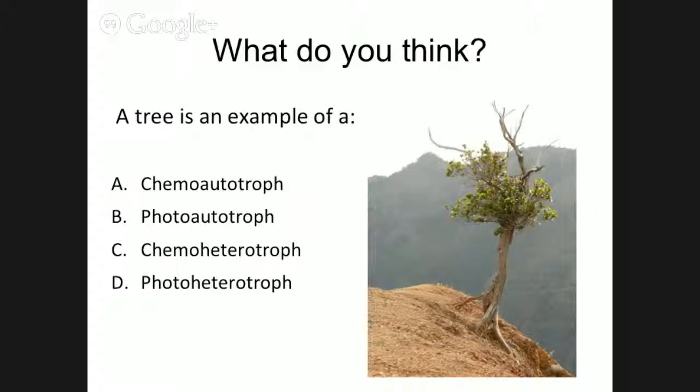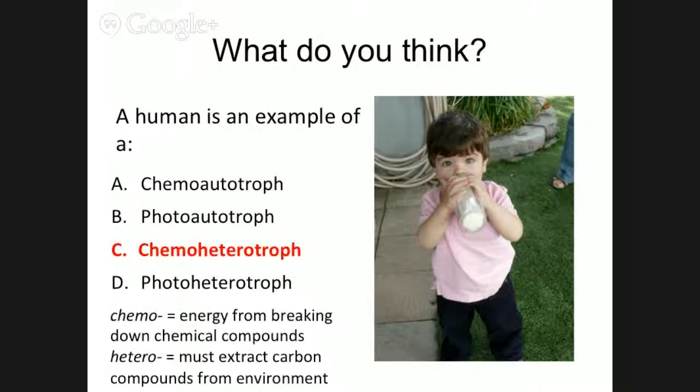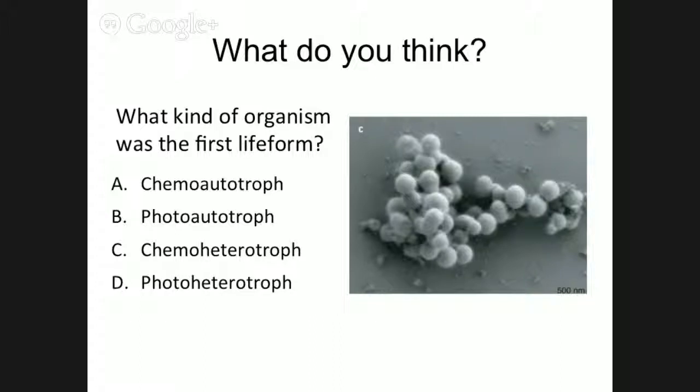I'm going to go through these really quickly because we're running out of time. A tree is something that makes energy from sunlight. So it's a photo, and it takes carbon from what? The air. So it is a photoautotroph. Exactly. Okay. We are what? Heterotrophs, right? We get energy from chemicals and we eat things. Chemoheterotrophs. So next time you want to offend someone, tell them, hey, you're a chemoheterotroph. So, yeah, well, I am too.